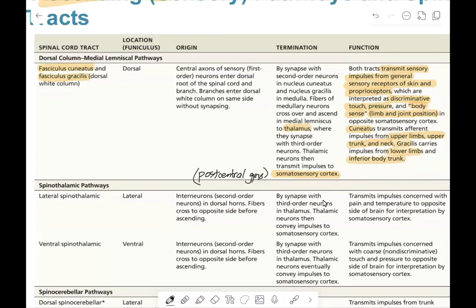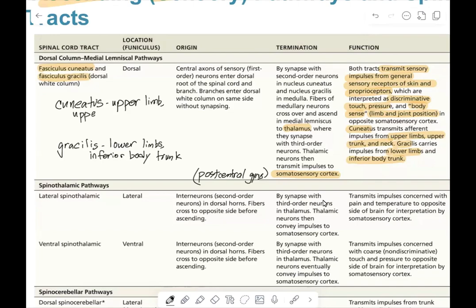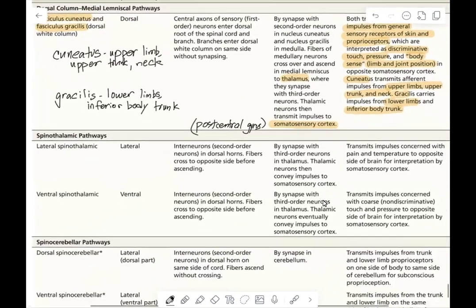A way to remember this is that there is actually a muscle, an abductor on the inner thigh, called the gracilis, and it's in the lower body. So this begins with receptors in the lower limbs and the inferior body trunk. There's really no cuneatus muscle, but you can use the process of elimination. It begins with receptors in the upper limb, the upper trunk, and the neck. Again, those are the two exceptions to know. The rest of them should make more sense.